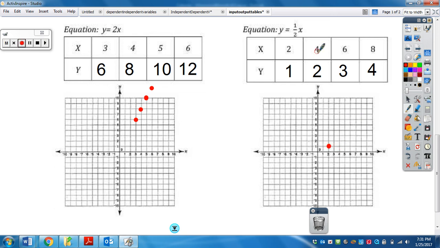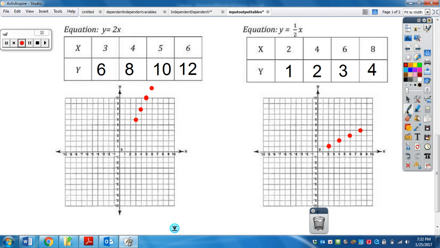Okay, next ordered pair is 4, 2. So I find 4 on my x-axis and go up to 2 on my y-axis. Okay, next ordered pair would be 6, 3. So I find 6, go up to 3. And last, I've got 8, 4. So I need to find 8 and go up to 4.